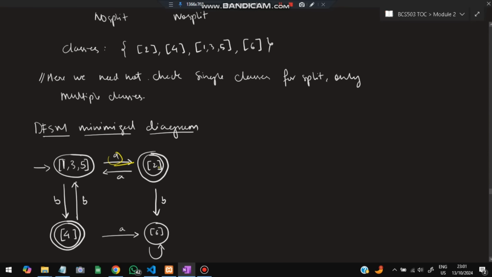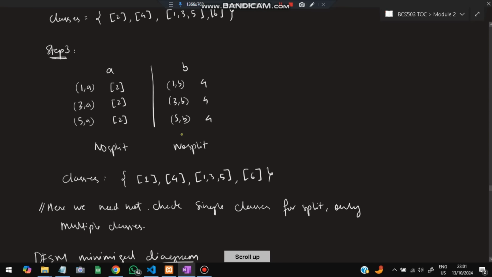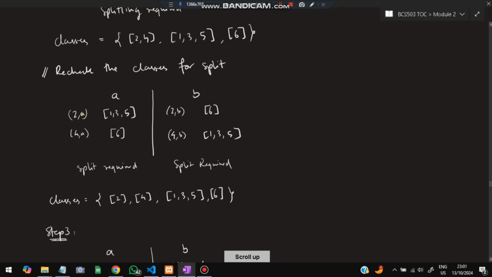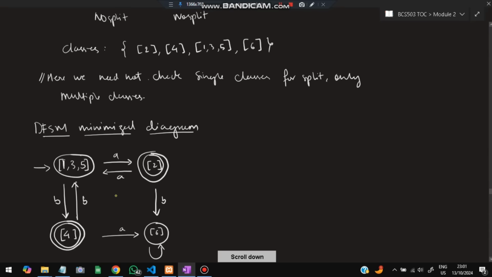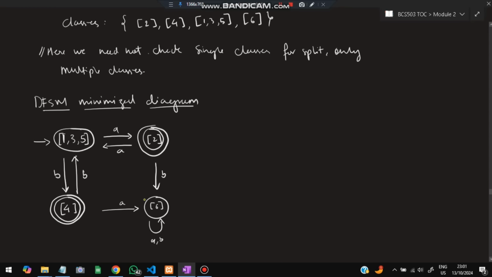And 2 on A, where is it going? Observe carefully. 2 on A, it is going to 1, 3, 5, right? So I'll be coming here and writing that same thing. 2 on A is going to 1, 3, 5. Like that, I'll do for all the other classes. Whichever class you want, whichever alphabet you want, do that and make this diagram. This is how you do the minimization of the DFSM.